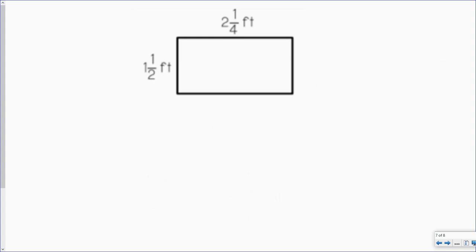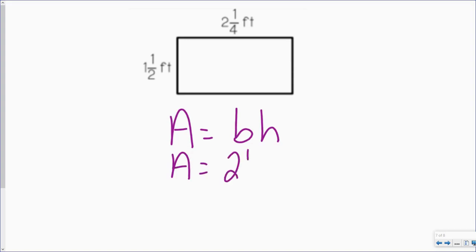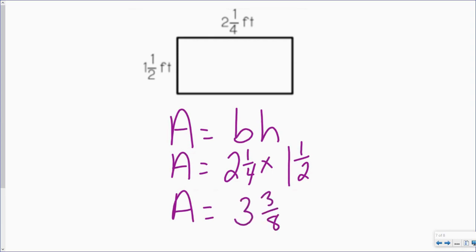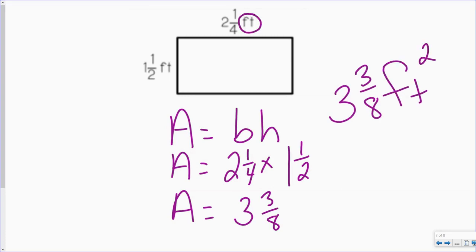Let's take a look at this rectangle. The only difference here is that I have some fractions. So again, area equals base times height. So area equals 2 1/4 multiplied by 1 1/2. So my area equals 3 3/8. And again, my label is feet, so I would have feet squared.